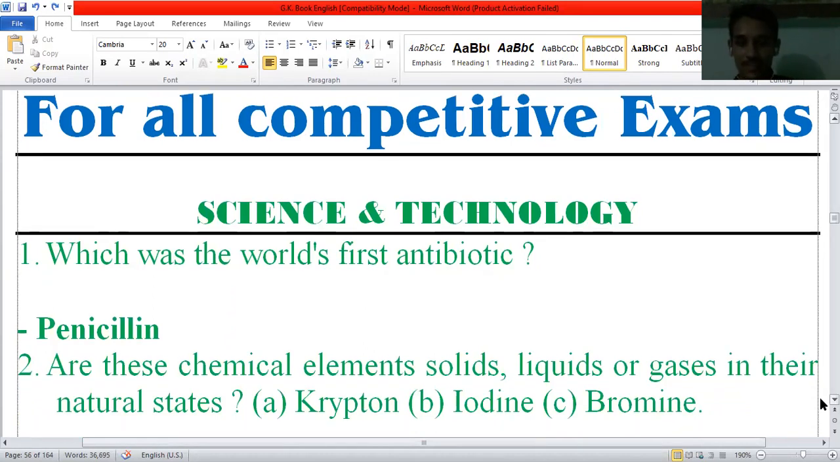And the second question here, first floor for Regina Khadka and Upendra Bania. Are these chemical elements solid, liquid or gas in their natural state? Krypton, iodine, and bromine. Already have answered. And third question. Iodine answer: liquid, solid, gas here.